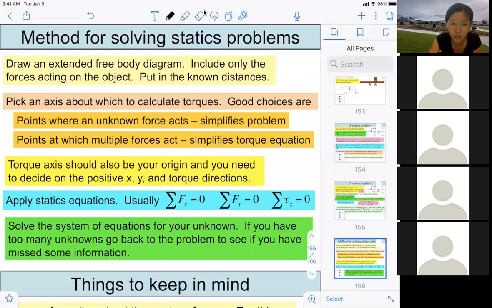Some of the good choices for such a point are where you can either calculate a force that you want, an unknown force, or eliminate a force that you don't want in the equation. So you can simplify the problem. Sometimes you really don't see it right away. If you don't see it right away, pick a point and then just try it out. If you realize, oh, actually I need to pick another point that's easier, you can always do that. After you pick a point, you can write down your torque equation. You can also write down your force equation, and all of them have to be balanced.